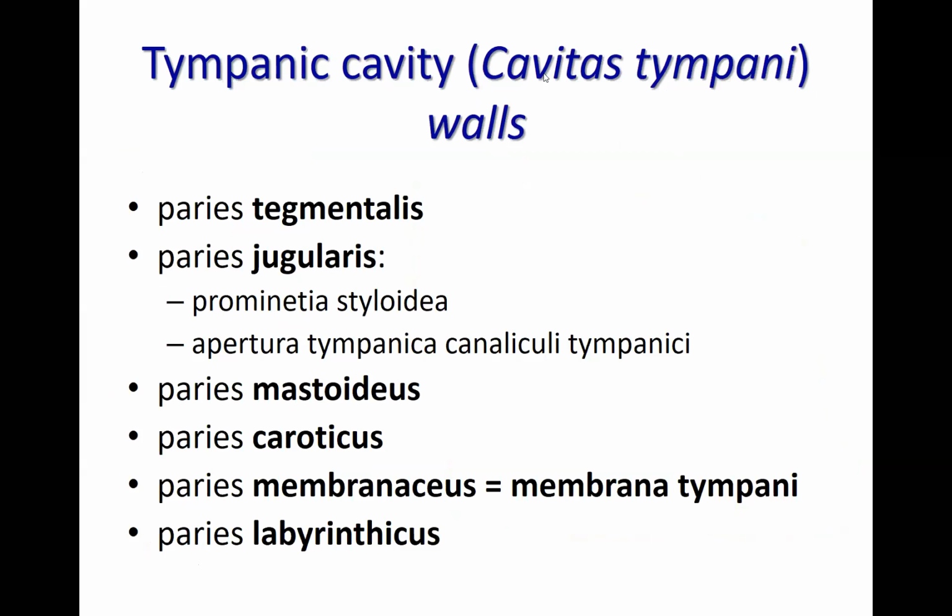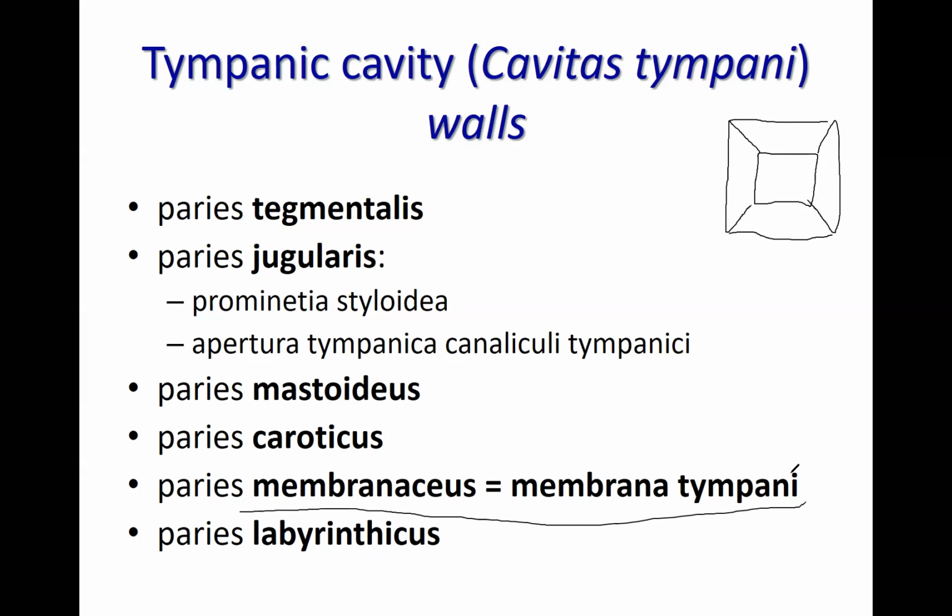So what about the walls? As I said, we can imagine it as a cube. Think that this is a box and we look from above, like a fly coming up and sitting on top of the box. If we open the box, we can see it from above. What is the top of the box? The top of the box is the tympanic membrane.